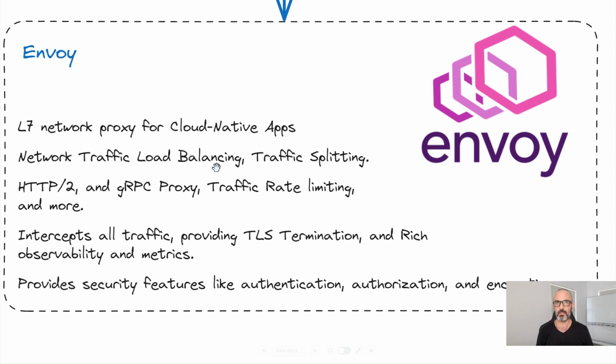It provides a lot of services, actually. It provides network traffic load balancing and traffic splitting. We talked about traffic splitting earlier. This is a service provided by Envoy Proxy.